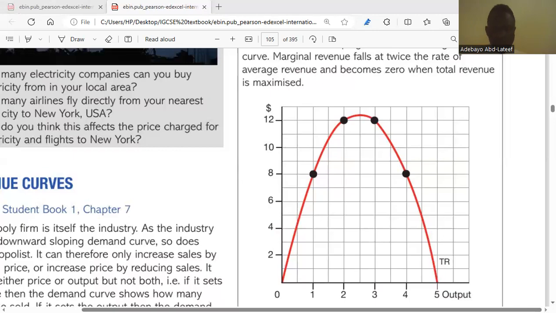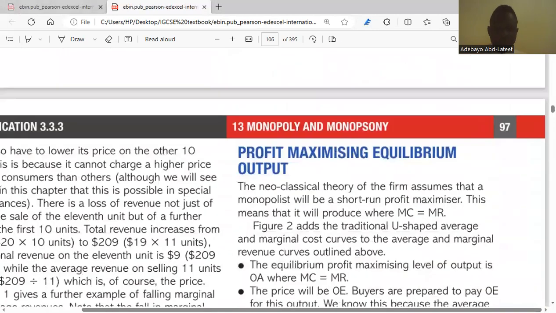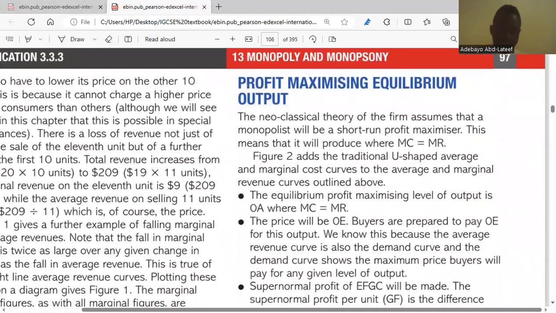Then we'll go on to the profit maximizing equilibrium output. So for a monopolist, the monopolist will maximize profit in the short run when the marginal cost is equal to the marginal revenue. So here they said the neoclassical theory of the firm assumes that a monopolist will be a short run profit maximizer.